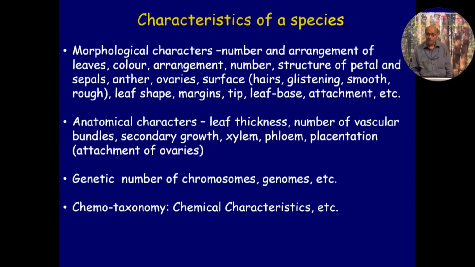Now, we talked about the species. How do we define a species? I have already told you. And these are based on what? Arrangement of the leaves. From satellite data at 800 kilometers, you cannot find out what the arrangement of the leaves is. You can't do that actually.